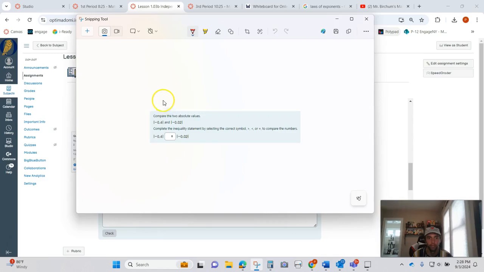So, absolute value, we know, is asking us to find how far away this inside number is from 0. So the question, what's the absolute value of negative 0.4, is asking us how far away is negative 0.4 from 0. Negative 0.4 is 0.4 units away from 0. Yes, it's 0.4 units to the left, but distance is always positive.